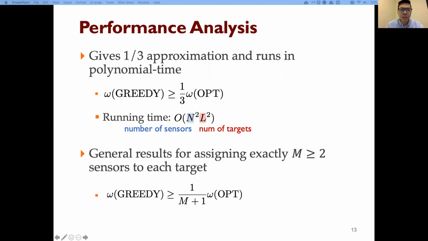We prove that it gives the 1/3 approximation of the optimal and runs in polynomial time. We also extended this result to the general case. That is, we assign exactly M sensors to each target, and our greedy assignment algorithm will give 1 over M plus 1 approximation performance.